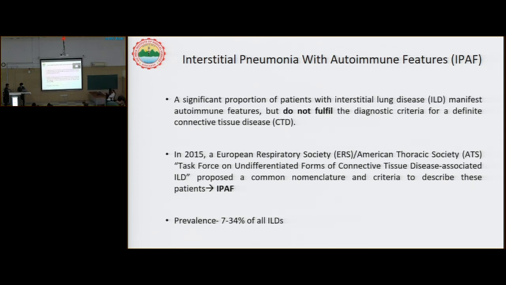So in 2015, the European Respiratory Society along with the American Thoracic Society came up with a new term, interstitial pneumonia with autoimmune features, to basically group all such patients who had ILD and some autoimmune features but were not fitting into any particular connective tissue disorder. And with more and more research, it was found that this proportion was significant. Around 7 to 34% of all patients with ILDs can fit into such a category.